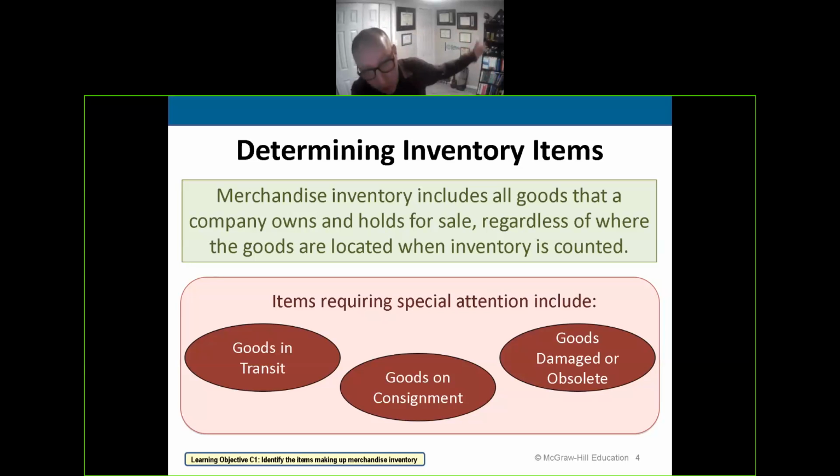We got goods in transit, that's when it's on the truck. We got what's called goods on consignment. And then, of course, we also have goods that are damaged or obsolete. The word consignment. Some of you may have visited what's called a consignment shop. The word consignment means that I will not charge you the cost of the inventory until it is sold. Until it is sold. So a consignment shop works the same way.